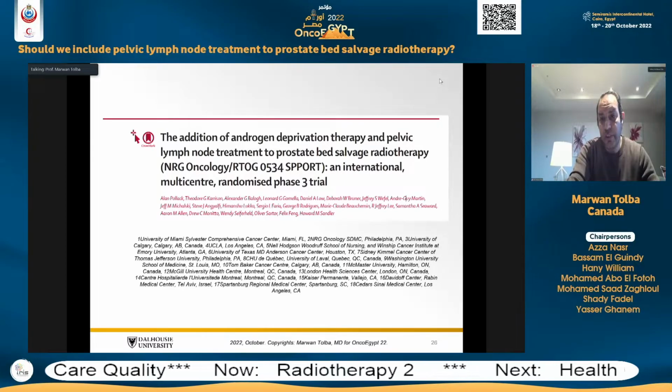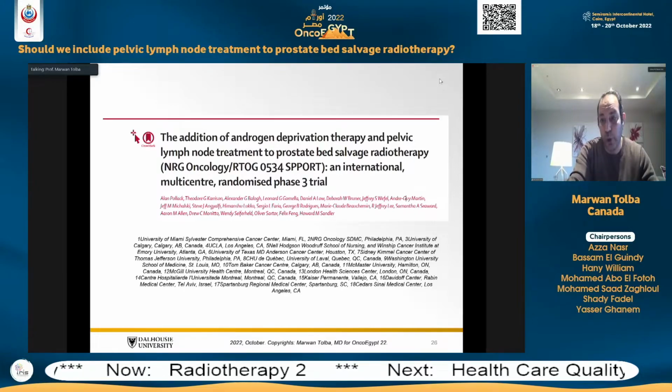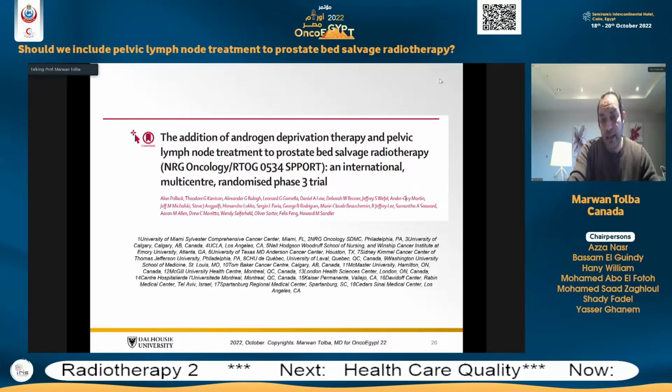McGill was one of the universities involved in this trial. I saw those patients on follow-up while I was trained at McGill in Montreal. And that trial actually investigated adding the pelvic lymph node radiotherapy to the short-term ADT.